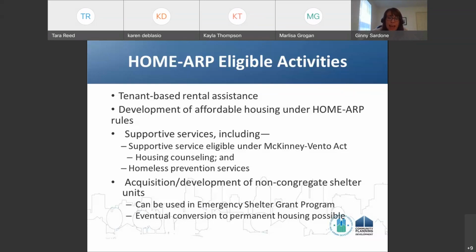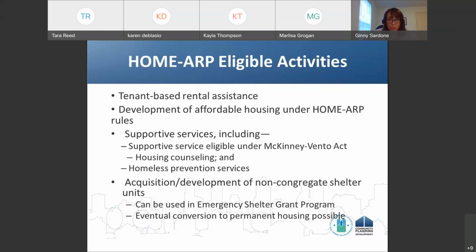And the 4th eligible activity is the acquisition and development of non-congregate shelter units. That is probably one of the reasons why I'm here on this webinar about Project Homekey. So you can use these HOME-ARP funds to acquire, to rehab, or even to newly construct non-congregate shelter units to serve the 4 qualifying populations that are listed in the statute. And those units can remain as non-congregate shelter, or they can be transferred under your emergency shelter grant program. And then finally, it's possible that these units can eventually be converted to permanent housing. And if you look at the statute, that conversion can be to permanent housing under CoC or to affordable rental housing, which really means HOME or HOME-ARP housing rules.